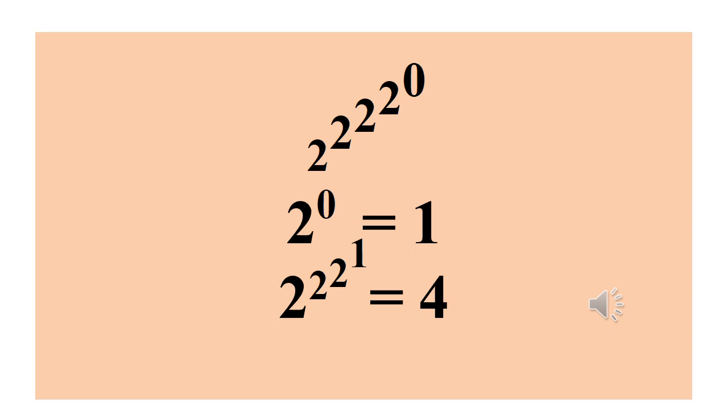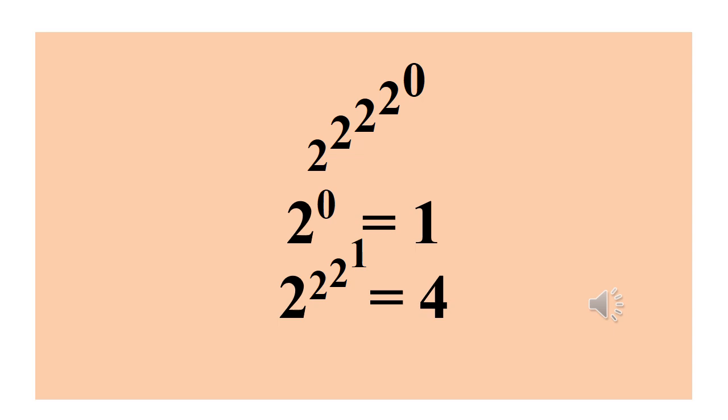Now to simplify this, we first consider the last exponent 2, that is raised to power 0. So that exponent is 2 raised to power 0. Anything raised to power 0, the identity of anything raised to power 0 is 1. So if we have 2 raised to power 0, it means it is equal to 1.